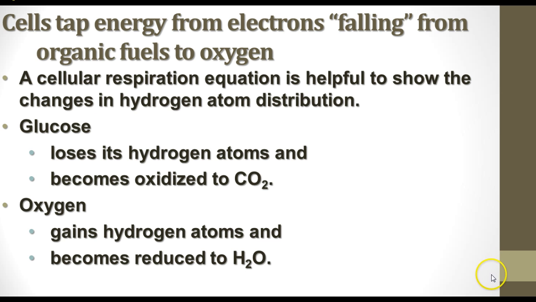The equation that we look at when we look at cellular respiration helps us see those changes in what happens to the hydrogen atoms. Basically, glucose is going to lose its hydrogen atoms and become oxidized to carbon dioxide, and oxygen is going to gain hydrogen atoms and become reduced to water. Oxidized and reduced are chemistry terms that refer to the movement of electrons. When electrons move, they usually take their protons with them, which makes a hydrogen atom. So when glucose loses hydrogen, it's becoming oxidized, and when oxygen gains hydrogen, it's becoming reduced. It's not necessarily important right now for you to understand what they mean, but you'll see the terms, and that's what we're talking about when we mention that.